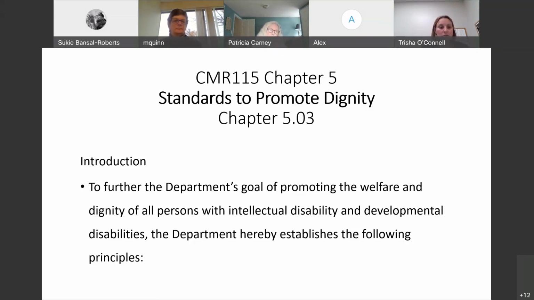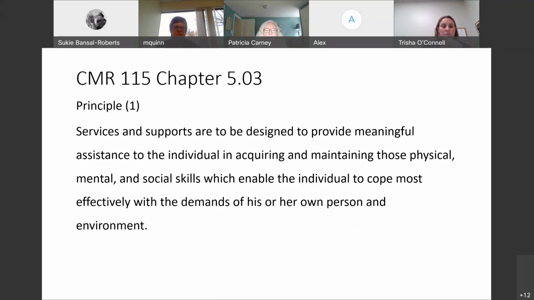These principles are a reference point for all of the other human rights work that we do with people, and therefore they should be guiding the work that we do every day. So principle number 1: services and supports are to be designed to provide meaningful assistance to the individual in acquiring and maintaining those physical, mental, and social skills which enable the individual to cope most effectively with the demands of his or her, or their, by the way, own person and environment.